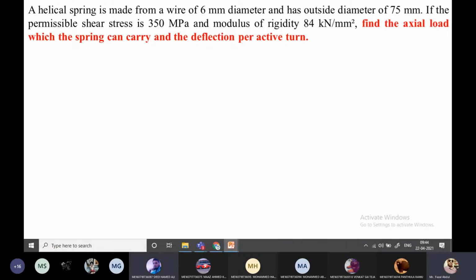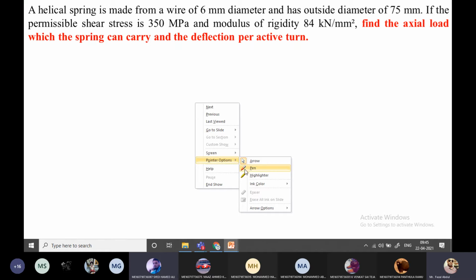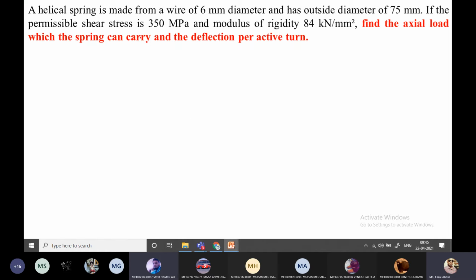Now, based on the design of helical springs on strength, deflection and energy criteria, I have listed some problems here, and we are going to solve them now. The first one: a helical spring is made of wire of diameter 6 mm. First we are going to write the given data.